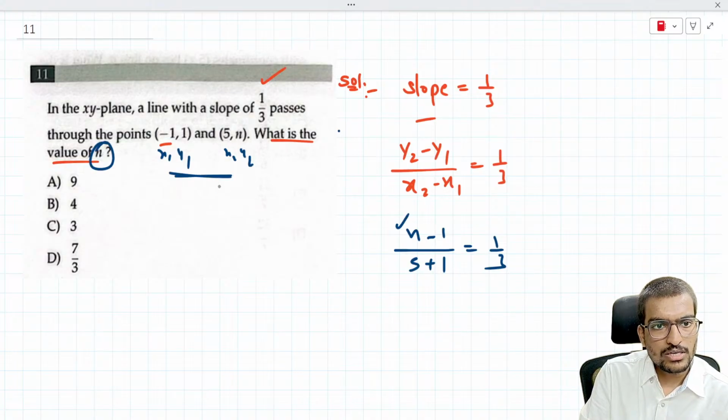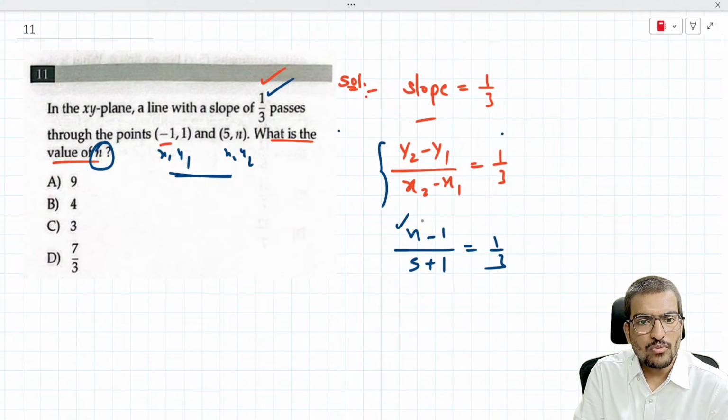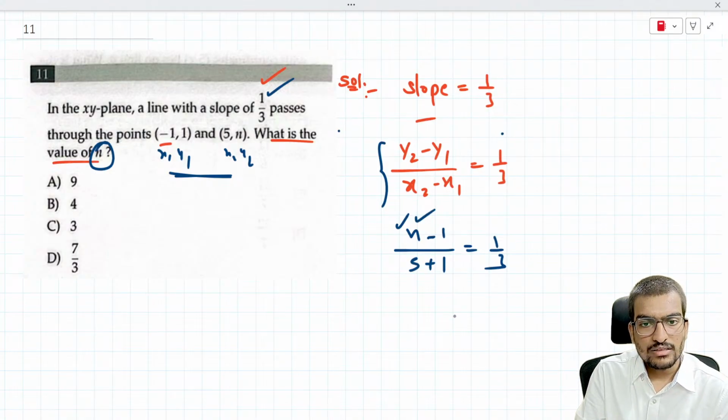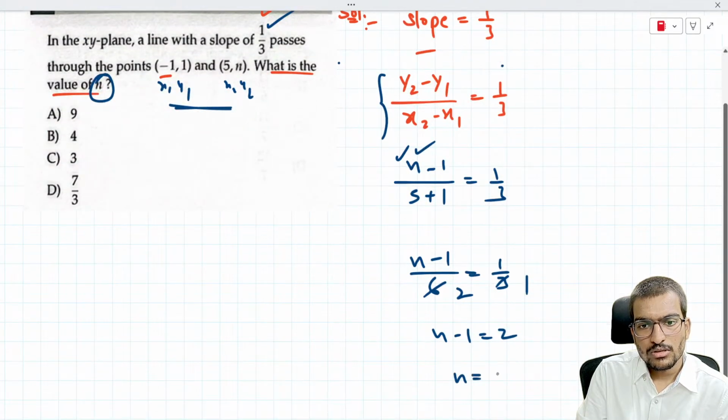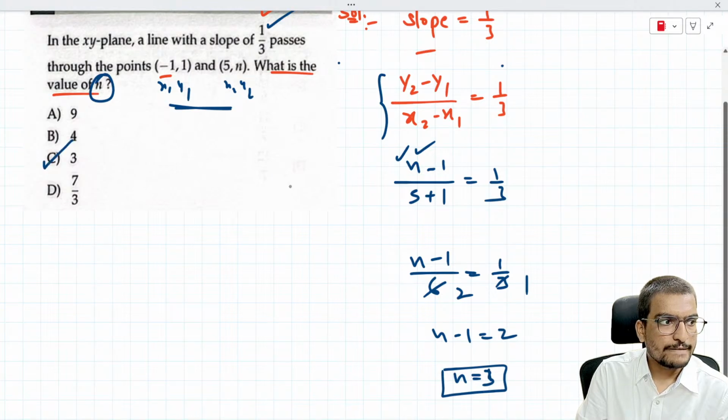With these 2 points, I made a slope, and they already gave the slope. I just equated both to get the unknown value, which is n. I think it makes sense. So (n minus 1) by 6 equals 1/3, 3 ones, 3 twos. n minus 1 equals 2, and n equals 2 plus 1, 3 it is. So it's option C.